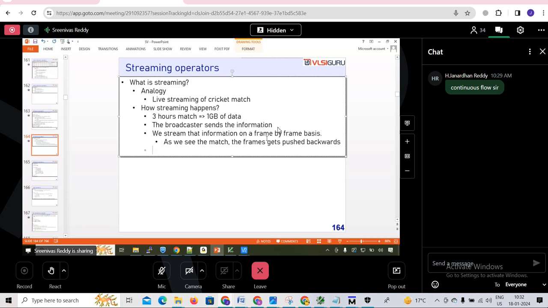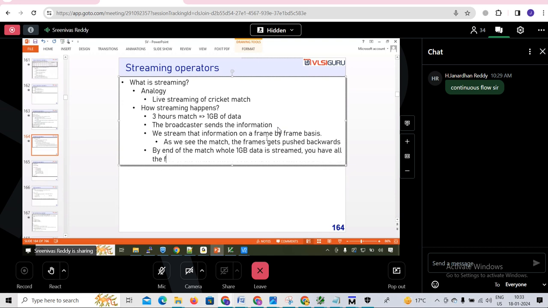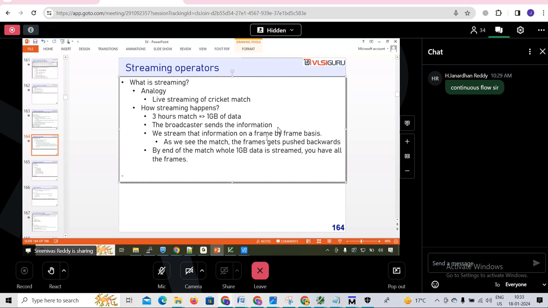Like initially the overs have started, some break is there, everything we can see. By the end of the match, the whole 1 gigabyte of data is streamed and you have all the frames. It's the stream.